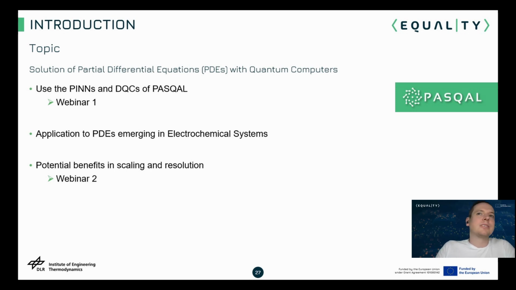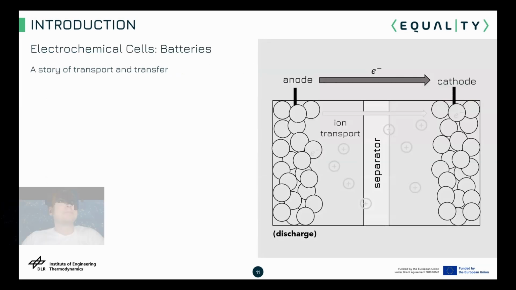Now, our task as an application partner was to apply these to the differential equations that we find in our electrochemical systems. And the reason why we do this is because we see potential benefits in the scaling and resolution in solving these PDEs. And this was also highlighted in the second webinar by our colleagues from Airbus.